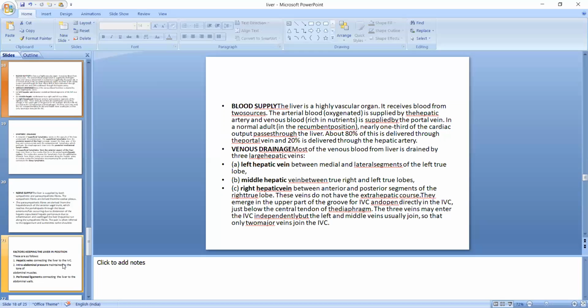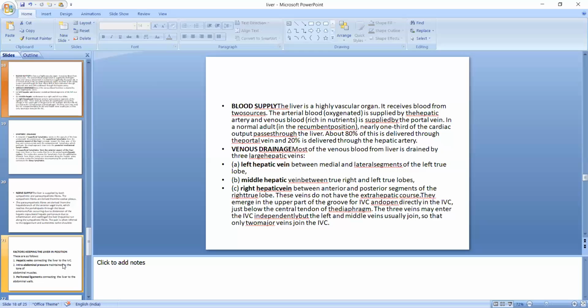In a normal adult, nearly one-third of the cardiac output passes through the liver, and about 80% of this is delivered through the portal vein and 20% through the hepatic artery. Venous drainage is by the three hepatic veins: the left, middle, and right hepatic veins. The left hepatic vein drains between the medial and lateral segments of the left lobe, the middle hepatic vein drains between the right and left lobes, and the right hepatic vein drains between the anterior and posterior segments of the right lobe.